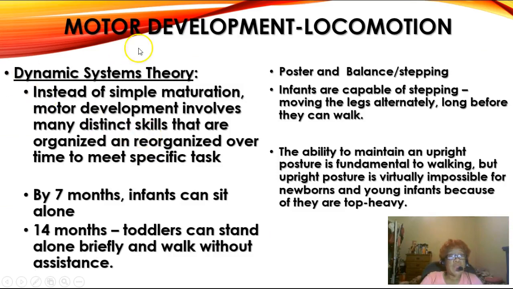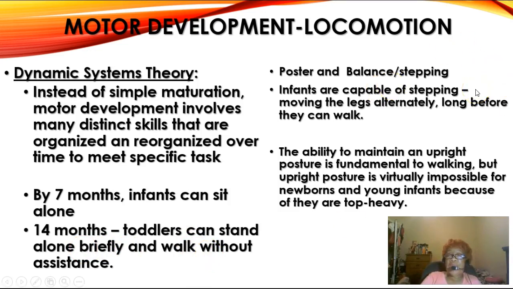Motor development, there is a theory called dynamic systems theory. Instead of a simple maturation, motor development involves distinct skills that are organized in and reorganized over time to meet specific tasks, such as walking, running, and jumping. And by 7 months, infants can usually sit alone, and by 14 months, toddlers can usually stand alone briefly, and they can walk without assistance.